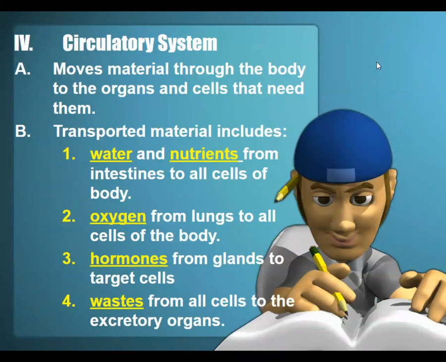Circulatory system is our next system. It's going to help move materials through the body to the organs and cells that need them. The transported materials include things like water and nutrients from your intestines to all the cells of your body. It's going to transport oxygen from the lungs to all the cells of the body. Circulatory system will transport hormones from your glands to your target cells. And it's going to transport waste products from the cells to your excretory organs so that your body can get rid of those wastes.